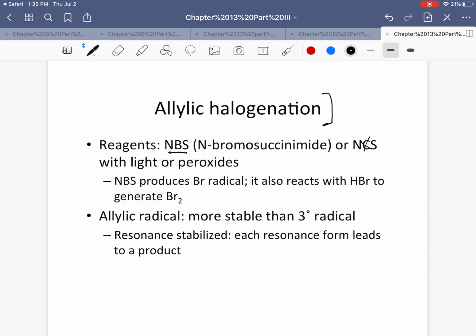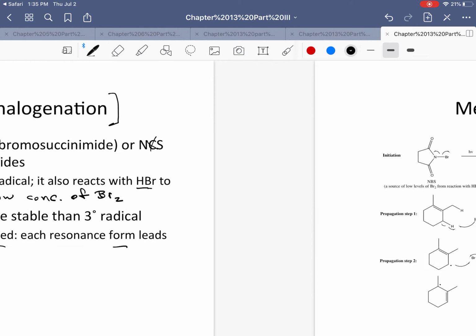And N-chlorosuccinimide doesn't work so well. So generally we talk about allylic bromination. What NBS does is to produce a bromine radical. It also reacts with HBr formed in the reaction to generate Br2. So this is a source of a low concentration of Br2. The allylic radical is more stable than a tertiary radical, and that is because of resonance stabilization.